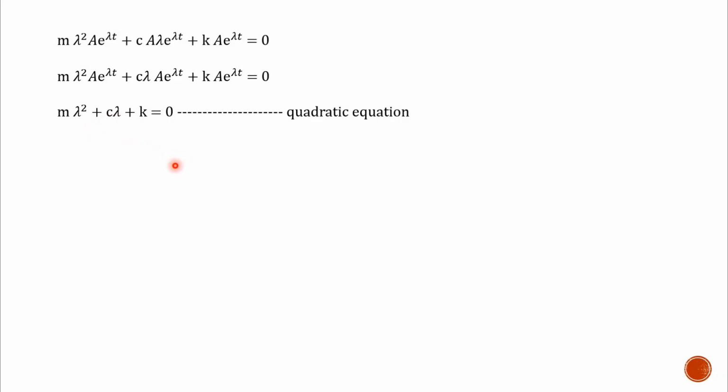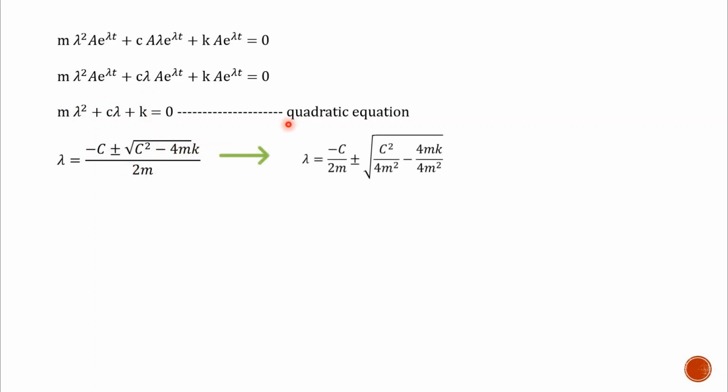And we know how to find the roots of a quadratic equation: lambda is equal to minus b plus or minus root of b square minus 4ac by 2a. In a similar way, here lambda is equal to minus c plus or minus root of c square minus 4mk, divided by 2m. So we can write minus c by 2m plus or minus root of c square by 4m square minus 4mk by 4m square, since when 2m gets inside the root it becomes 4m square. So we can write minus c by 2m plus or minus root of c by 2m whole square minus k by m.